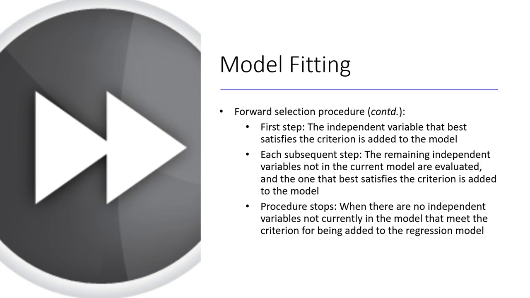So with forward selection, the first step is going to be the independent variable that best satisfies that criterion is added to our model. And then every step after that, the remaining independent variables not in the current model are going to be evaluated, and the one that best satisfies the criteria is then added to the model, one step at a time. And this will continue going until there are not any more independent variables that aren't in the model that still meet the criteria for being added to our regression.